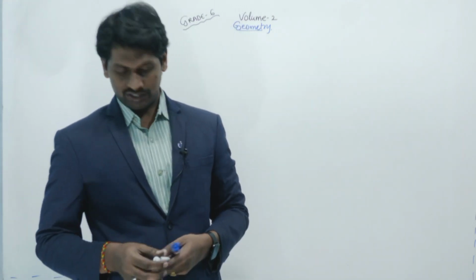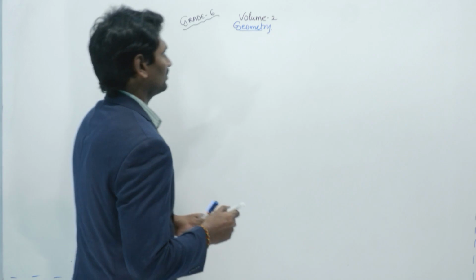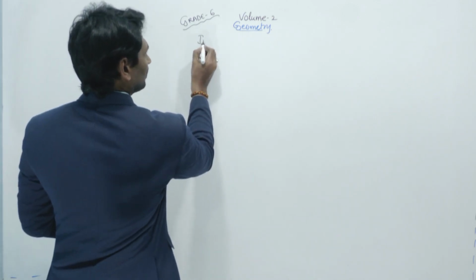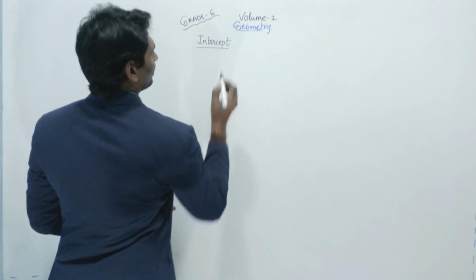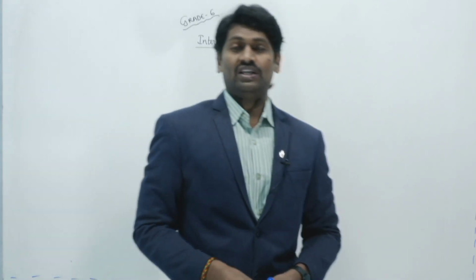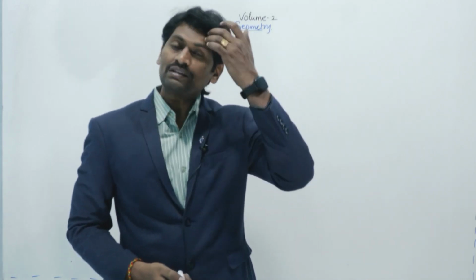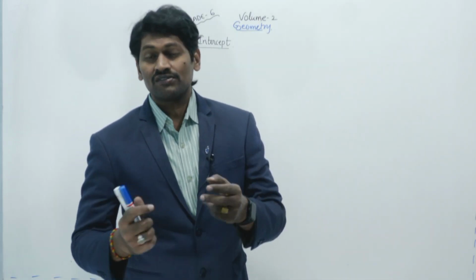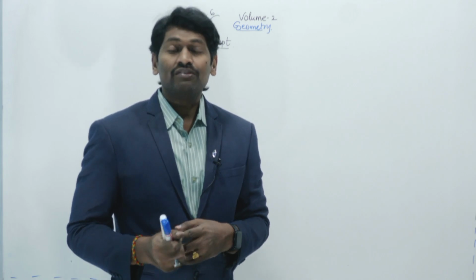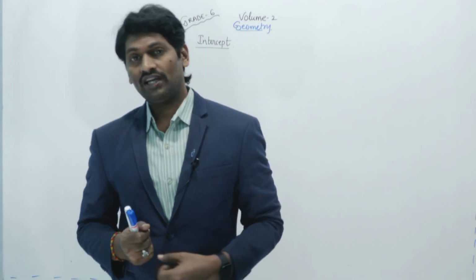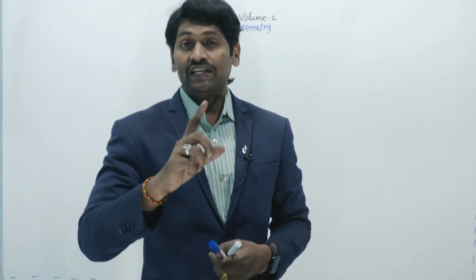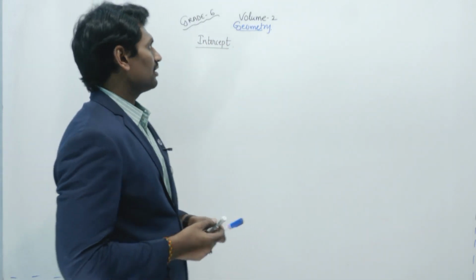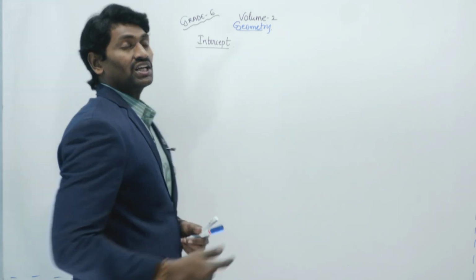Today we are going to discuss the concept of intercept. So what is the intercept? Before that, we discussed the transversal. Transversal means a line which intersects two or more lines. A line which intersects two or more lines at distinct points is called a transversal. To discuss the intercept concept also, we should use the transversal only.